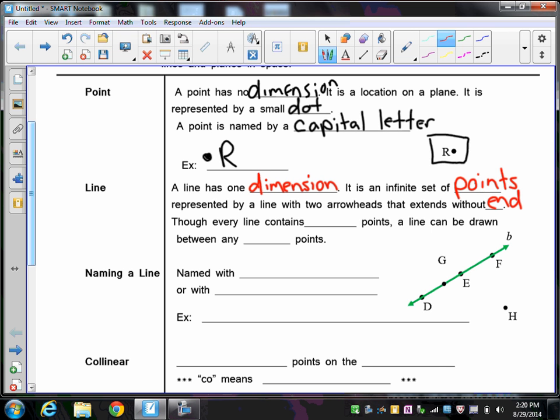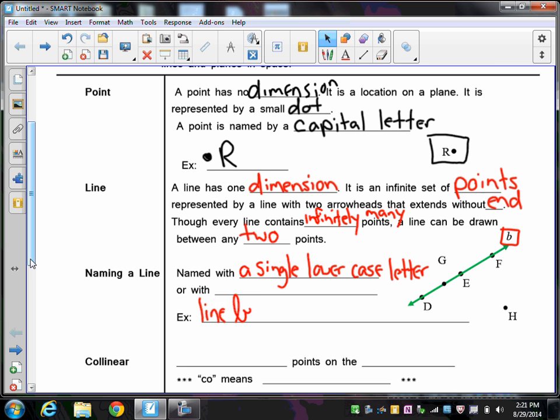Though every line contains infinitely many points, this is kind of hard to fit in here, but it's infinitely many points, a line can be drawn between any two points. So whenever we name a line, it's named with a single lowercase letter. So right here we could call this line B. And we always try to put that in cursive, so that's what a cursive B looks like in case you forgot. So a single lowercase letter or any 2 points on the line.